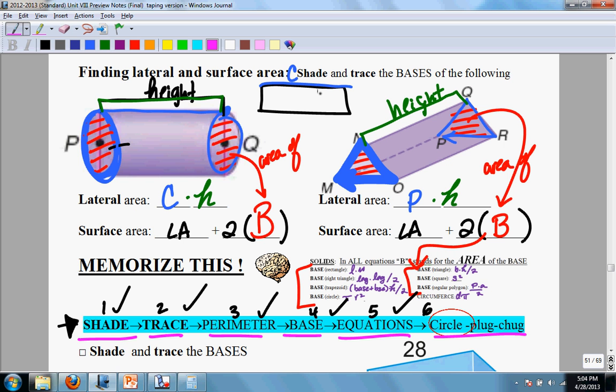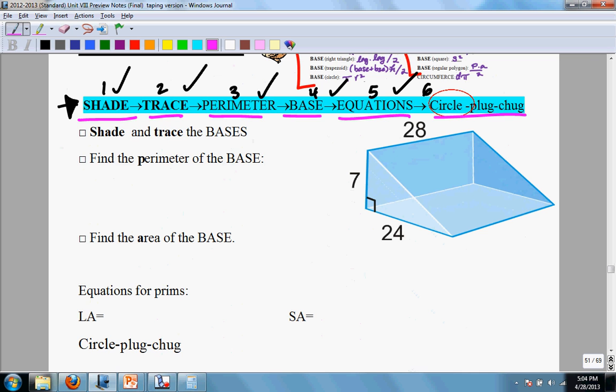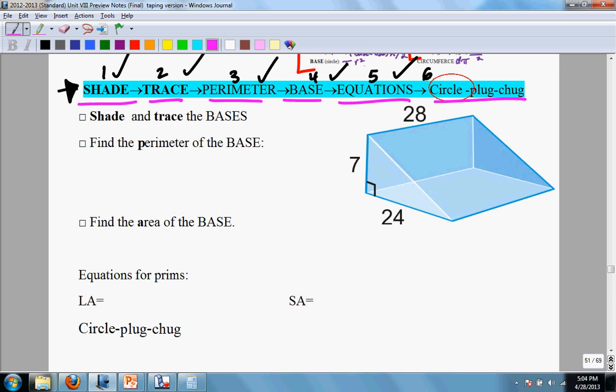Those are the 6 steps that we're going to walk through. If you follow these 6 steps, you will not get lost. Failure to follow these 6 steps, it is very easy to get lost because these are very complex problems. Ready? Okay, let's do these steps together for this one problem.